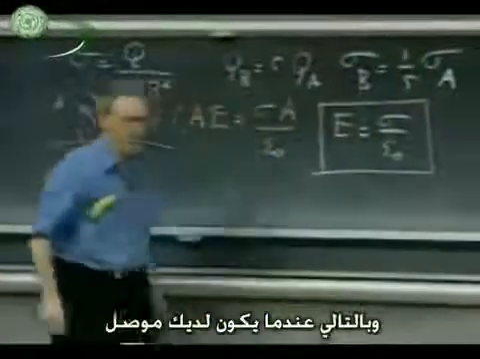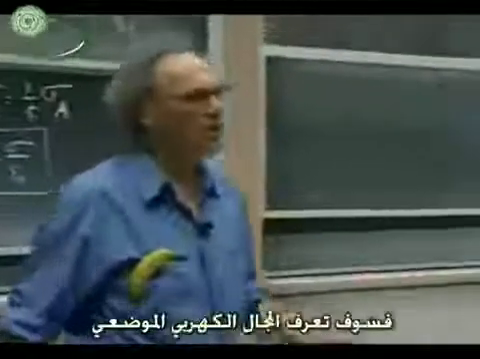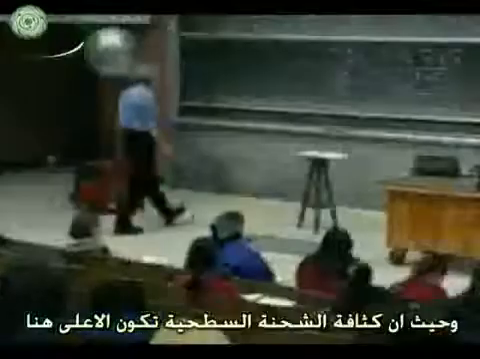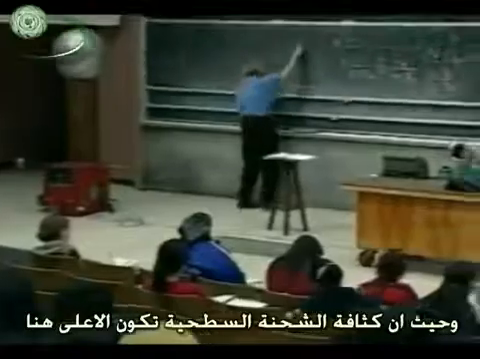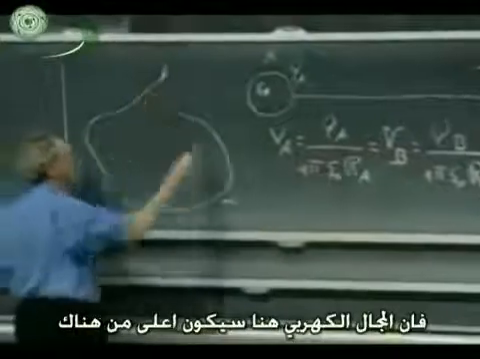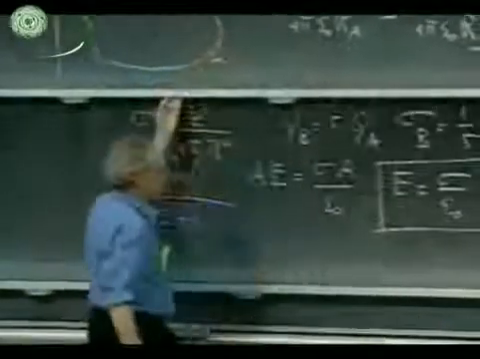So whenever you have a conductor, if you know the local surface charge density, you always know the local electric field. And since the surface charge density is going to be the highest here, even though the whole thing is in equipotential, the electric field will also be higher here than it will be there.